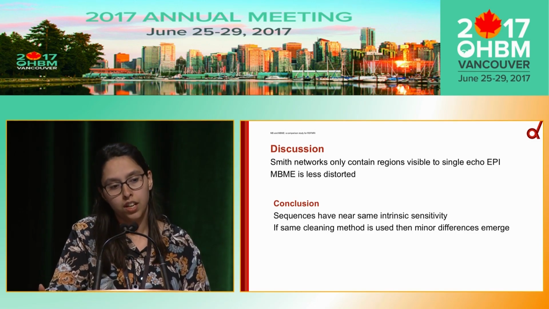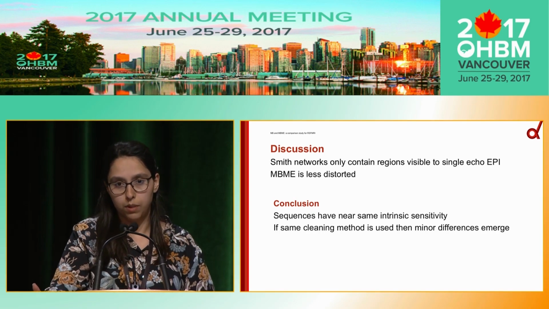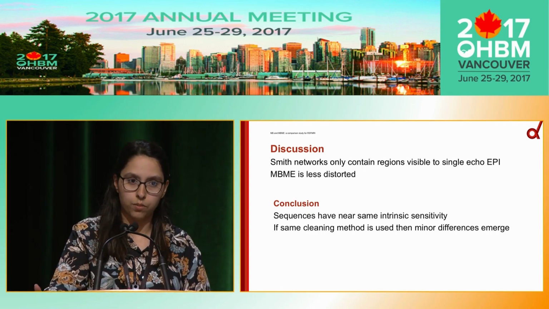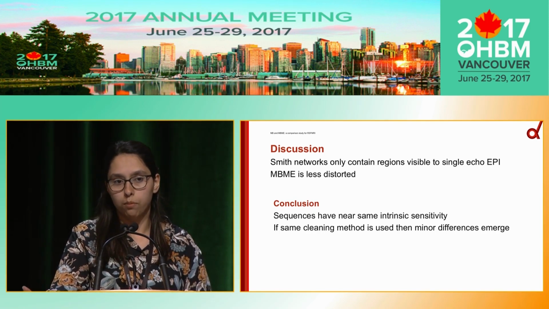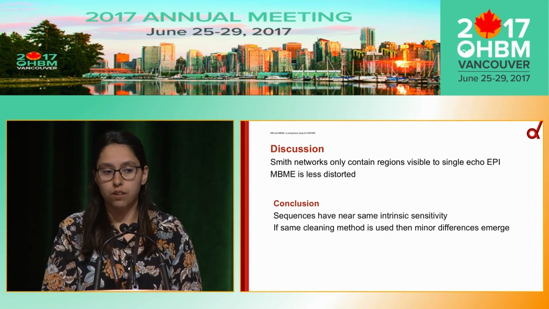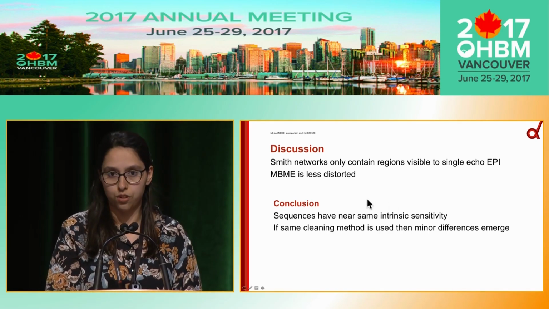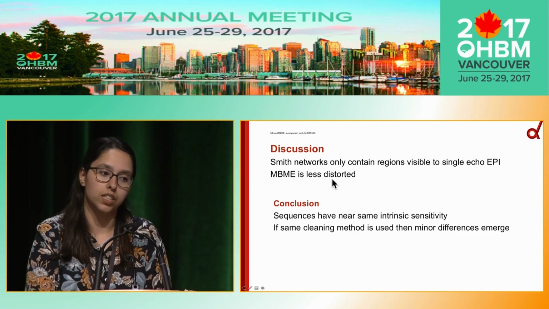We would also like to say a few points here. The Smith networks that we use for dual regression are a bit biased toward multiband multiecho data, because in multiband multiecho you still have the signal from the inhomogeneous regions of the brain that you didn't have in single echo EPI. So we are thinking of making our own template and testing against it, and we might find some huge differences between these two sequences. But if we use the standard template from the literature, we don't find any huge differences. This is the reason that Smith is biased toward multiband multiecho.